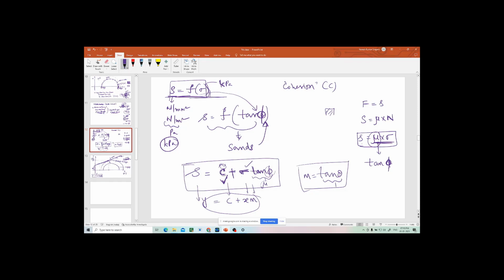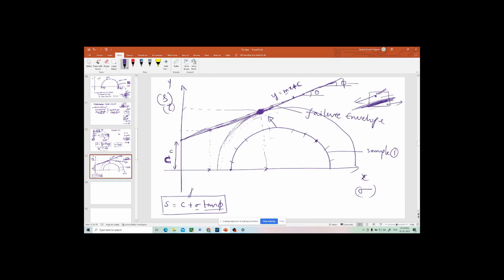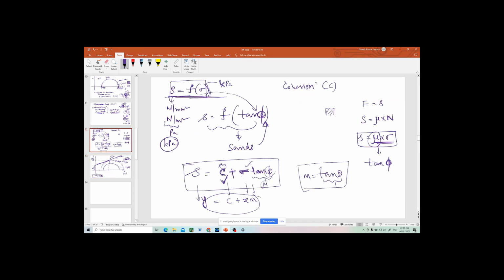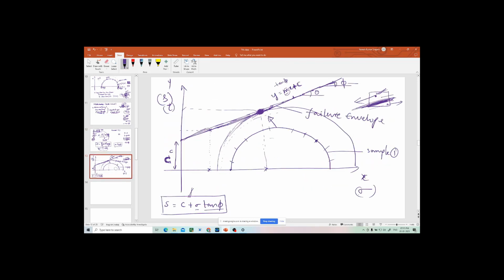So S equal to C plus sigma tan phi is analogous to Y equal to mx plus C. So then you can draw this line where C is only cohesion, and M is here tan phi. If it is tan phi, then phi is the angle of inclination of this line. So this line is basically the shear strength line. That means this is the strength which any soil has.